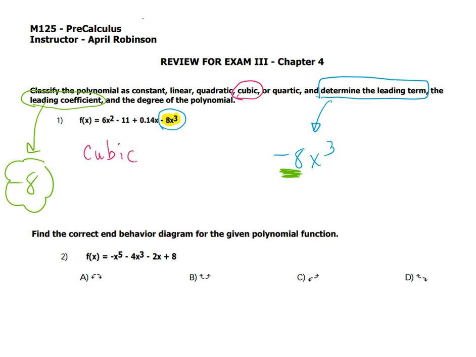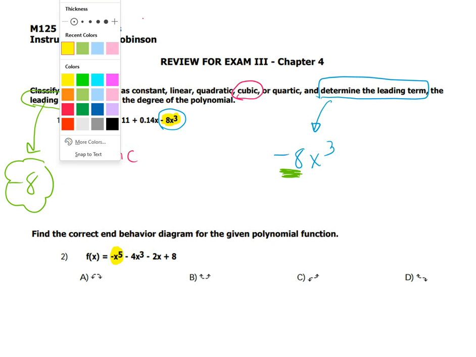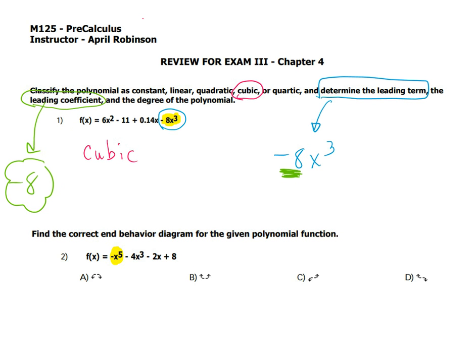Now, number 2 says find the correct end behavior diagram for the given polynomial function. Okay, so this one is given to me in descending order. So I look at the very first term. It is a negative x to the 5th. Because it is an odd exponent, one end would be up and the other end would be down. Okay? This one, both ends are down. This one, both ends are up. So it can't be either one of those.